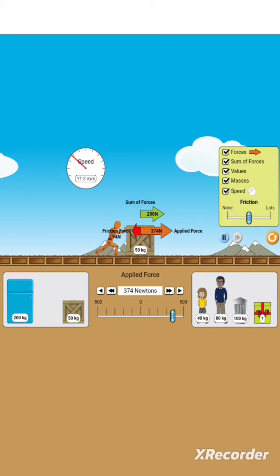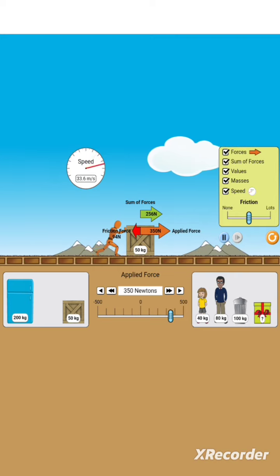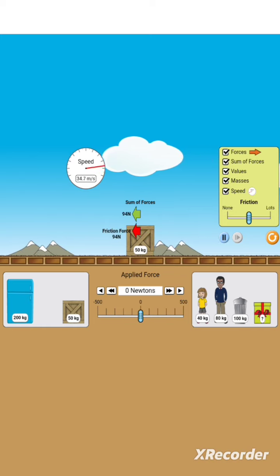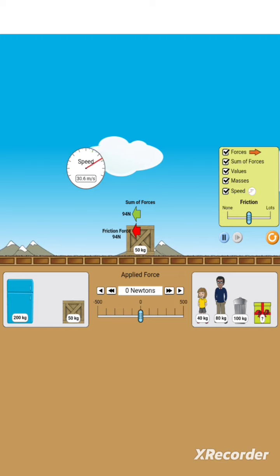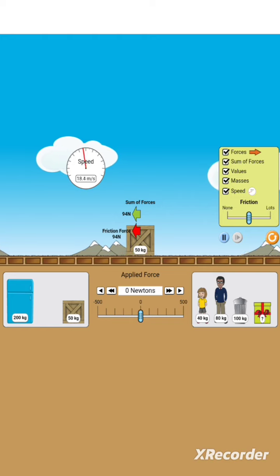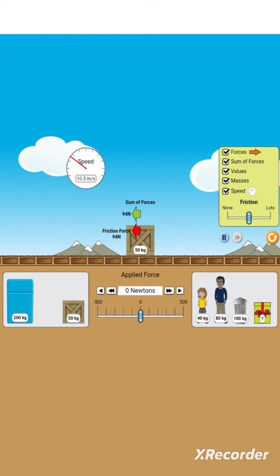It's doing positive work. Force and the displacement are in the same direction. Speed increases. Friction acting in the opposite direction to the displacement. Friction does negative work and kinetic energy and speed of the object decreases in case of negative work.